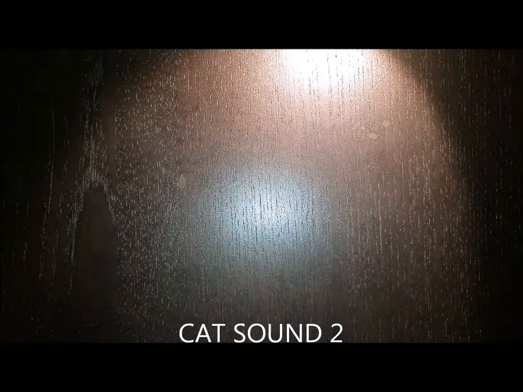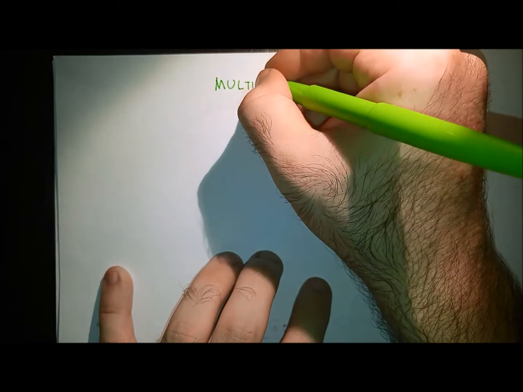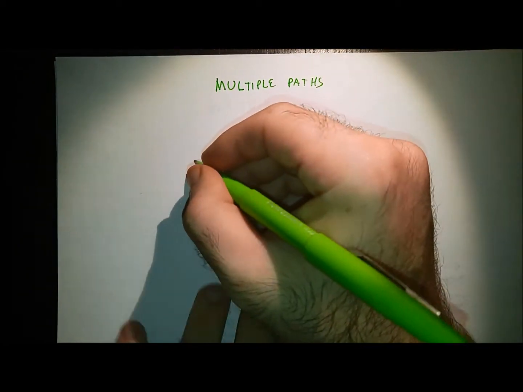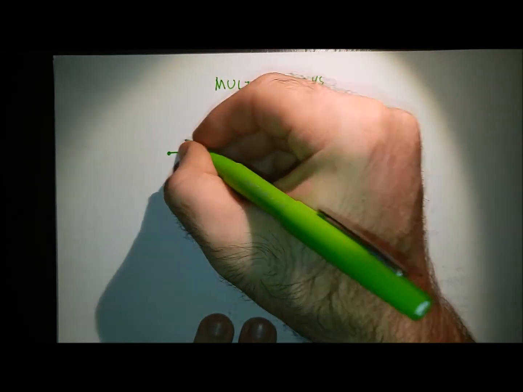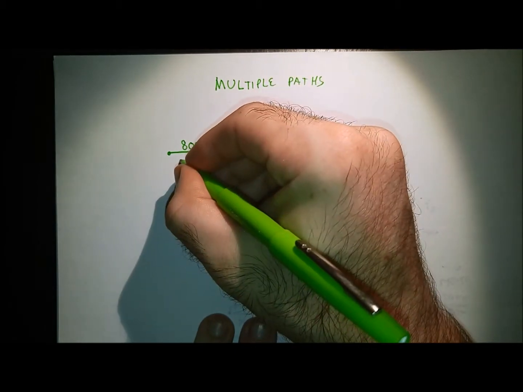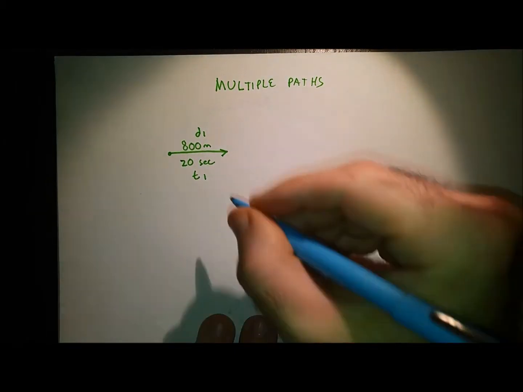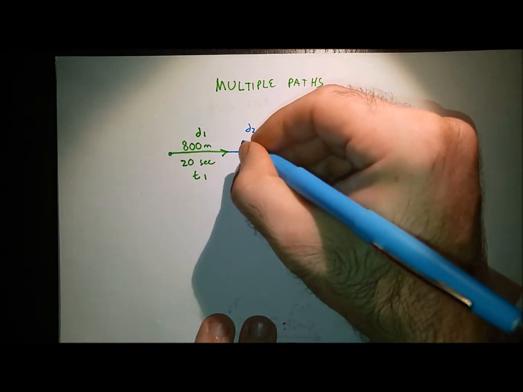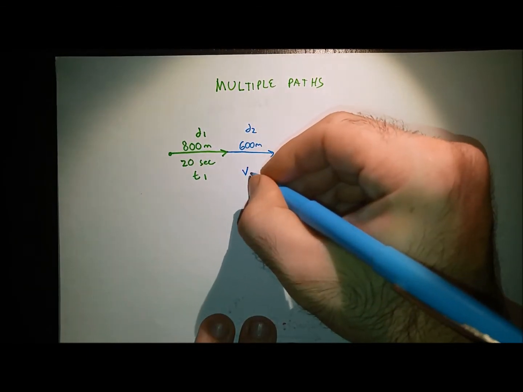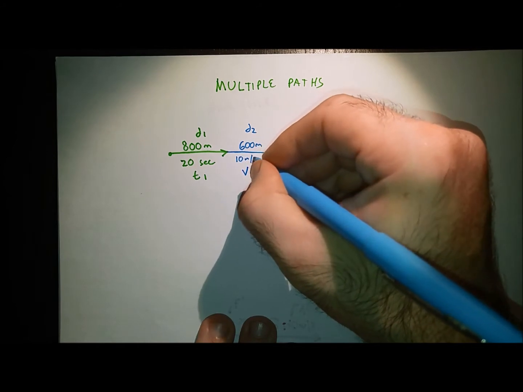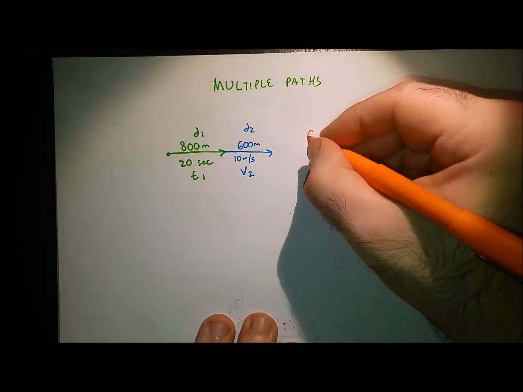Direction can be positive, negative, left, right, that kind of stuff. So let's take a look at a multiple step or multiple path situation. Let's say we first have some path to the right. We go 800 meters. And let's say we do it in 20 seconds. We call that D1 and T1, our displacement and time. And then we go for 600 meters at a velocity of 10 meters per second. We know the time for them.